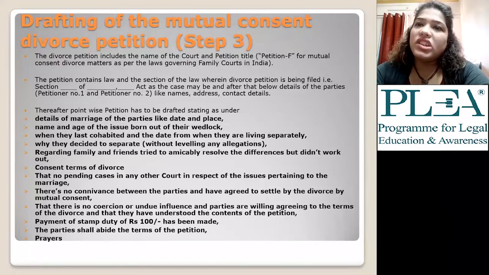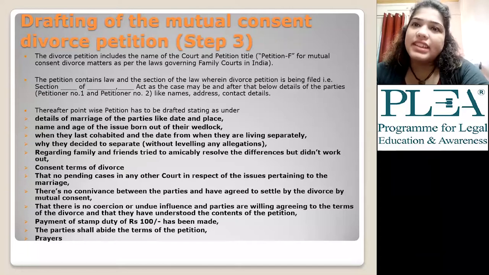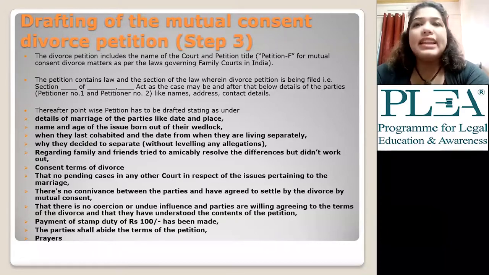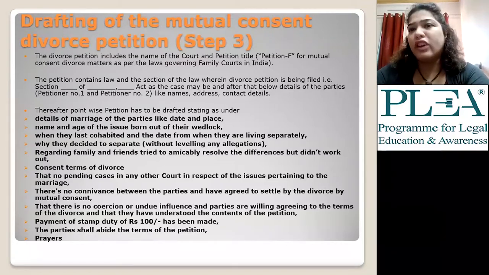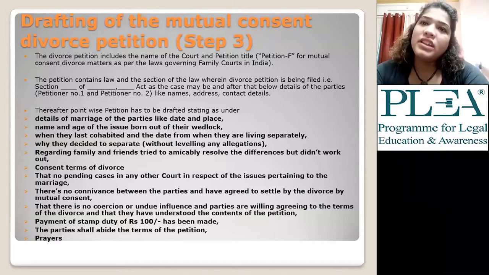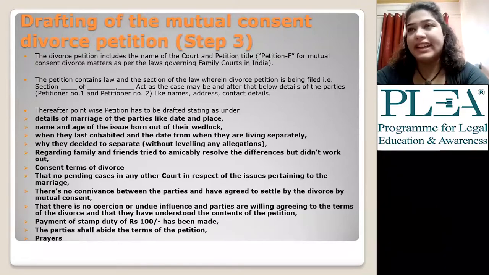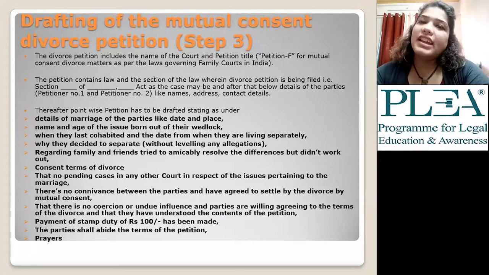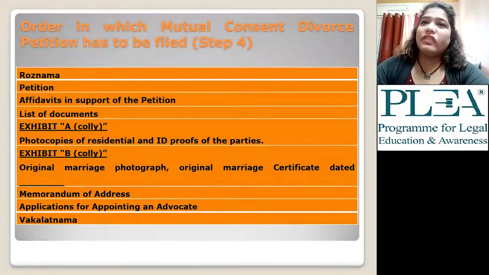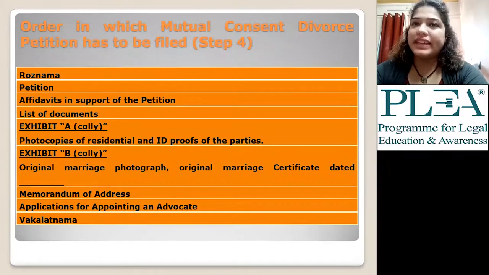Again, this is the same point in a way: that there is no coercion or undue influence, and the parties are willing and agreeing to the terms of the divorce and have understood the contents of the petition. Then the payment of the stamp duty of ₹100 has been made, that is, you have to affix the court fee of ₹100 on the divorce petition, and the parties shall abide by the terms of the petition. Lastly, you have to give the prayers. Prayers can be that divorce be granted by mutual consent in accordance with the mutual consent terms, taking them into consideration. And this is the normal index of the mutual consent divorce petition, how it goes.